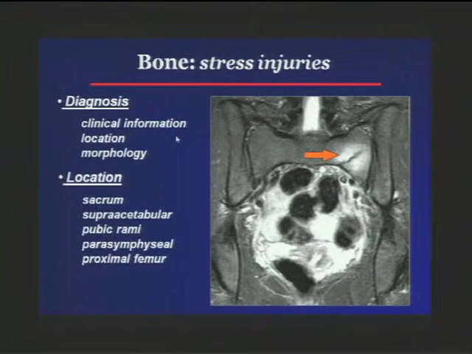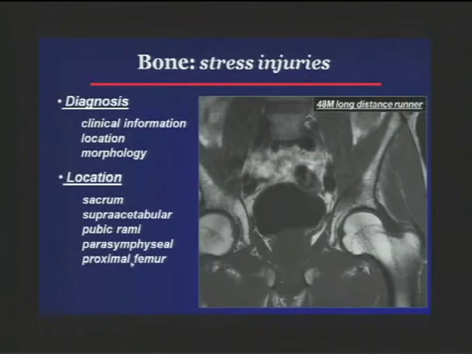So how do we diagnose these? Because sometimes you don't see the fracture line. And in a young athlete, it's a lot easier than in a 70-year-old, and you're trying to decide, is this an insufficiency fracture or not? Well, clinical information, location, and morphology, all right? And the location in the pelvis is so classic. If you see some change, especially in both sacral ala, as you know, that's going to be a stress reaction until proven otherwise.